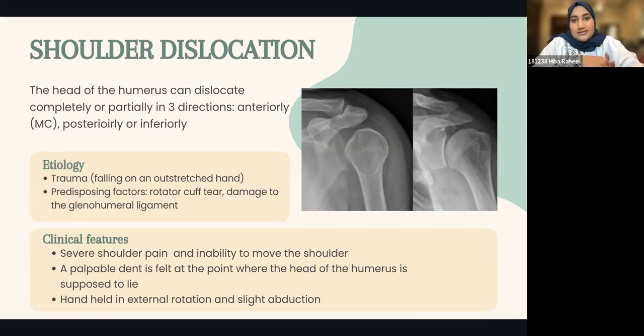Another thing is the glenohumeral ligament. If that is damaged, that's one of the main supporters of the shoulder that can also lead to shoulder dislocation. Now, how would the patient come to you in the clinic?